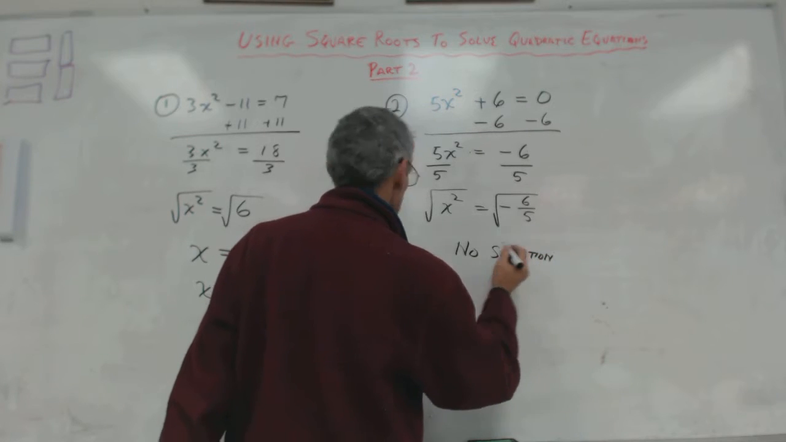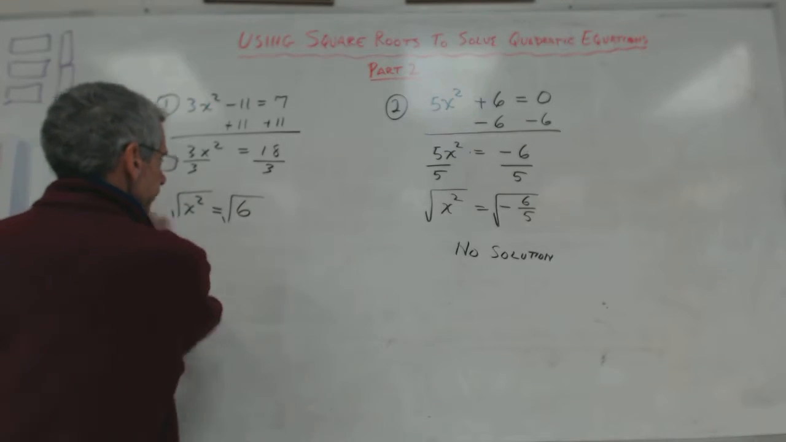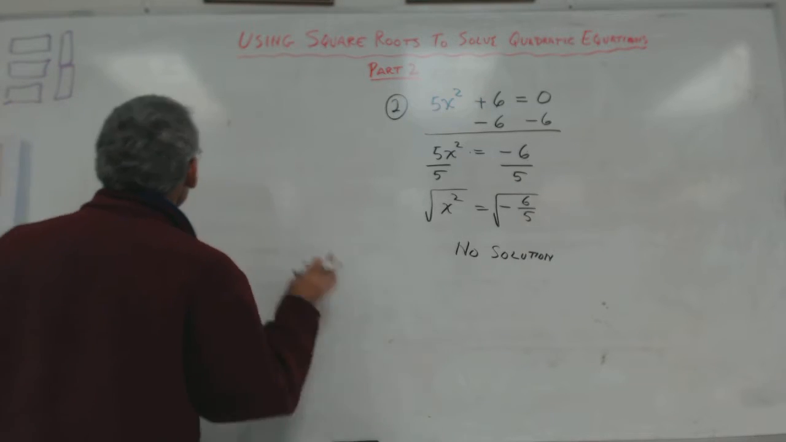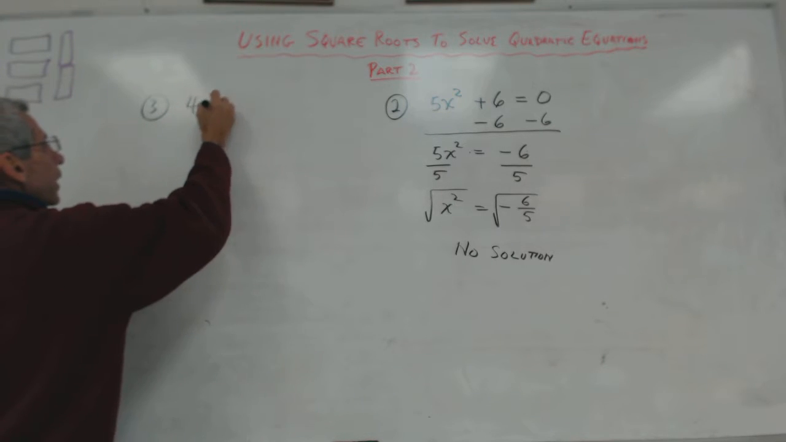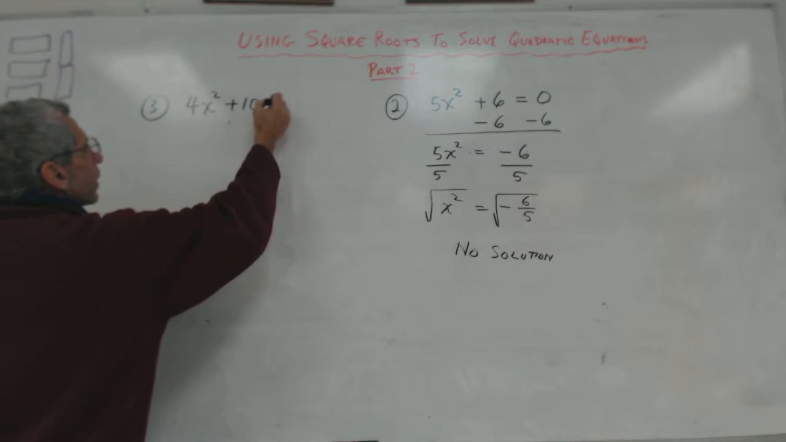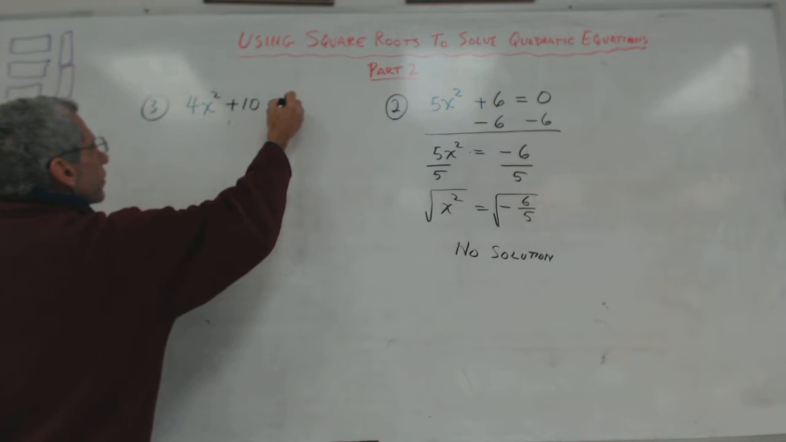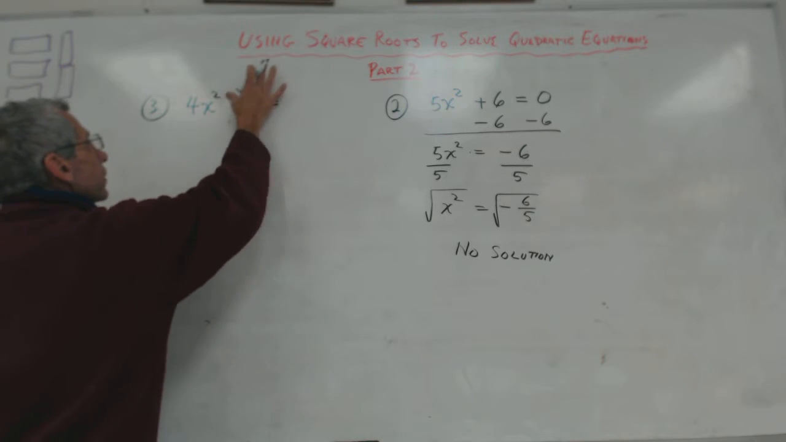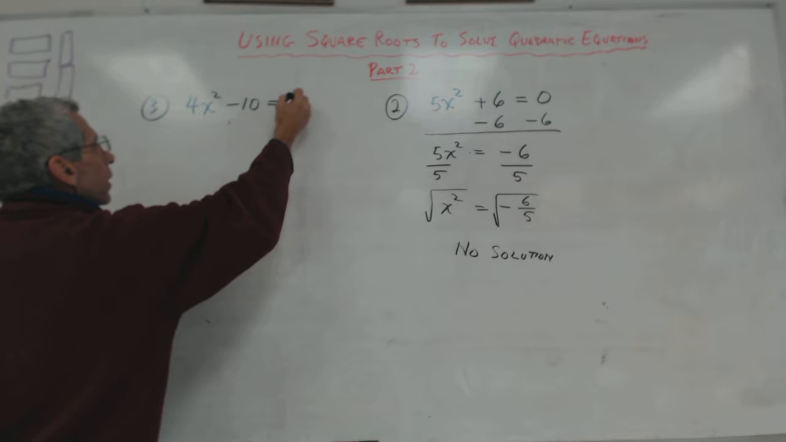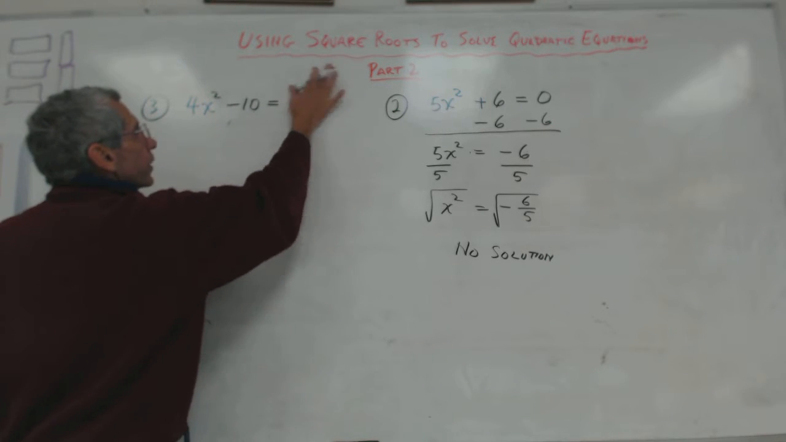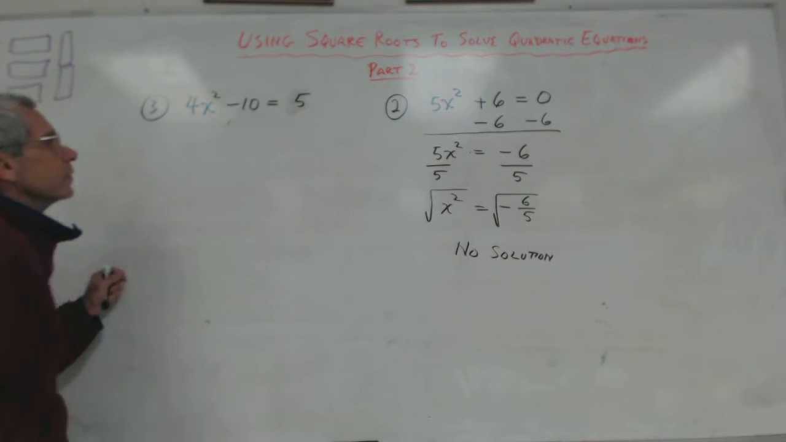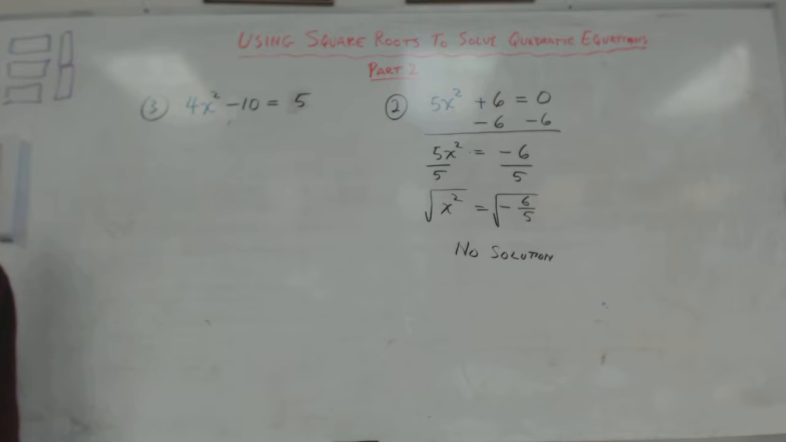All right, let's try another problem. So, what if I had 4x squared plus 10 equals, not plus 10, 4x squared minus 10 equals, I don't know, 6, okay, whatever. No, not 6, sorry. It doesn't matter, I don't want it to be equal, you know, so 5. Okay, sorry about that. That's the problem, okay? 4x squared minus 10 equals 5. So what would I do?